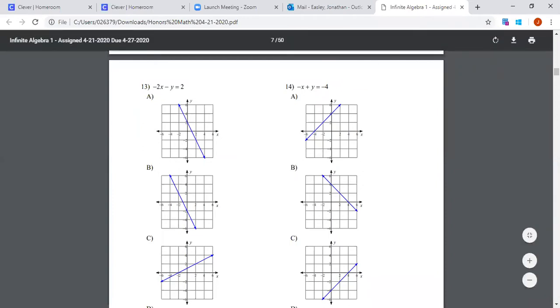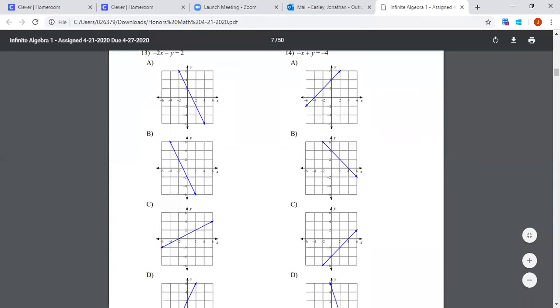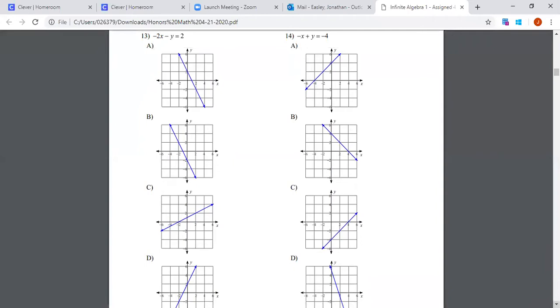Well, when we looked at this before, there are only two answers that have a positive slope here. Do you see that? A and C are both positive slopes because they start low on the left and they go high to the right. The other ones, B and D, both start high, go low. Those are negative slopes. So they can't be the answer for this.